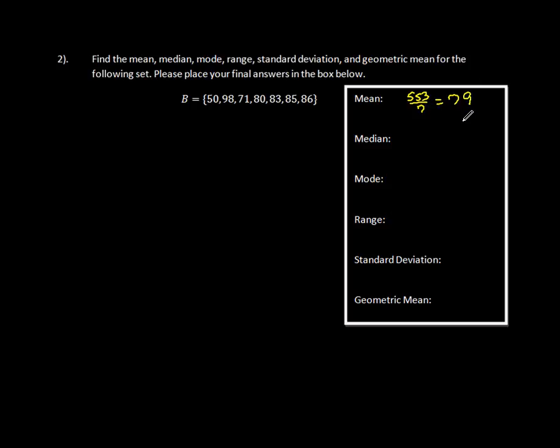My median, down the middle. So again, let's rewrite it in least to greatest: 50, 71, 80, 83, 85, 86, and 98. So my middle number here is 83. That's your median. Your mode, there's no number that's repeated, so really there is no mode, or you could say they are all the mode. Either way is correct. Range, the high minus the low, 98 minus 50 is 48.